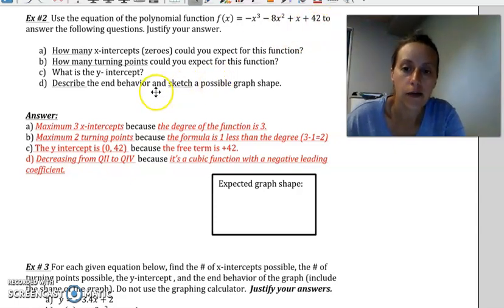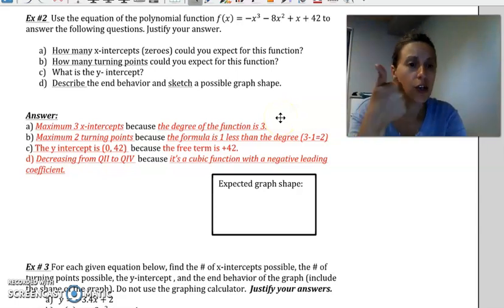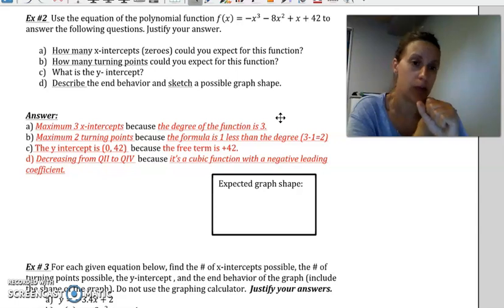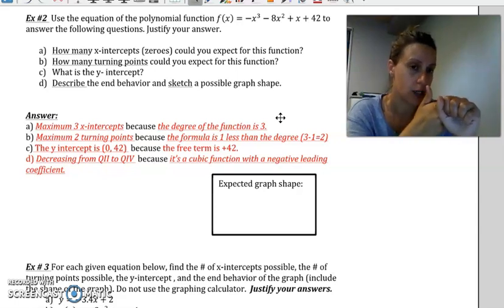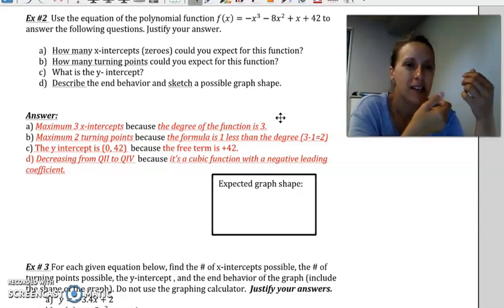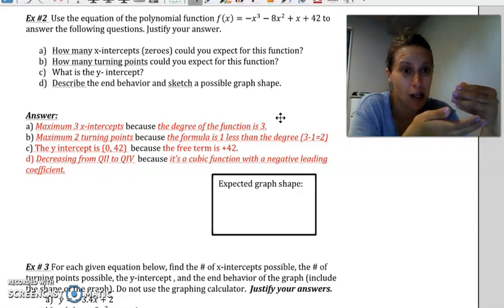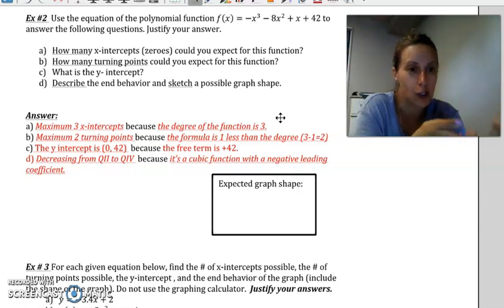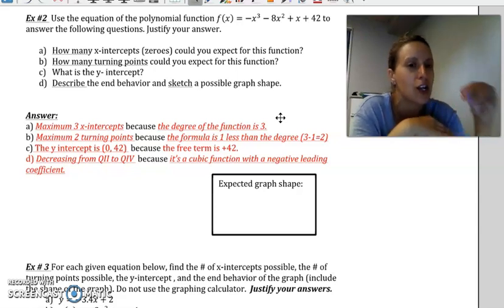And then the last thing you have to do for this question is describe the end behavior and sketch a possible graph. The end behavior of the graph. First of all, you need not only to know the shape of the graph, but also its orientation. And those two pieces together will tell you the end behavior. Why? Because it really matters if you're talking about a linear function or a quadratic, right? They won't have the same end behavior. So you can't just look at the leading coefficient, okay?